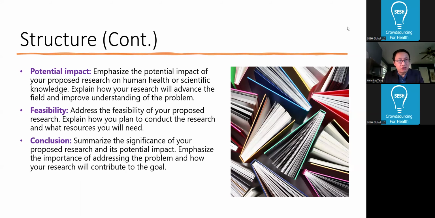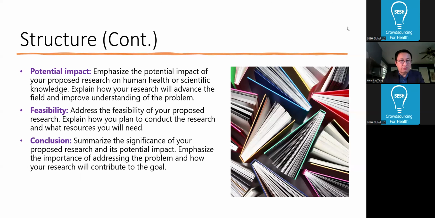Then you want to mention the potential impact of your study. You will emphasize the potential impact of your proposed research on human health or scientific knowledge, and explain how your research will advance the field and improve understanding of the problem. You also need to mention whether your study is feasible. Most of the time, the reviewers will also evaluate whether your study is feasible, or whether it's too ambitious.